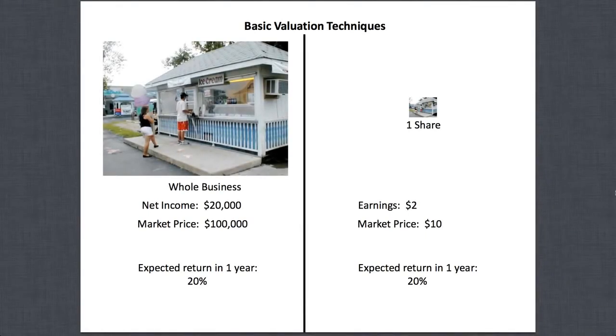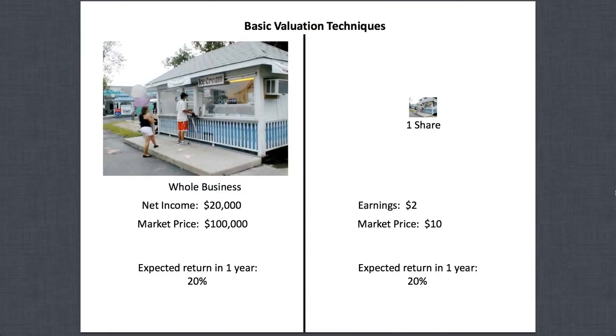Okay, so when we look at the whole business versus one share, I want to show you how it doesn't matter if you're valuing the entire business or just one share. When we look at the whole business, we know that the net income, or the profit, is $20,000 for the year and that the market price is $100,000. So if you had $100,000 to buy Nancy's business and you bought it, 1 year later you could expect to earn $20,000 on your net income. So your expected return in 1 year would be 20%, because 20 divided by 100 is 20%.